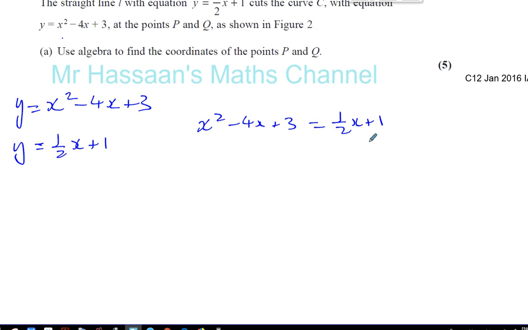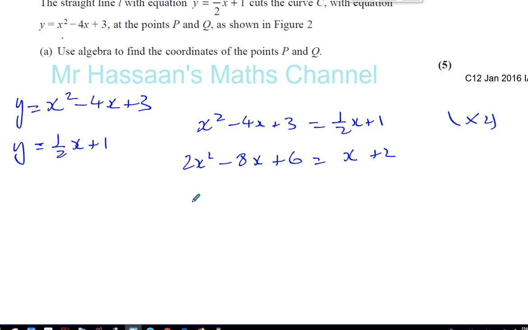So first thing, let's get rid of the fraction. So let's multiply both sides by 2. Okay, so you end up with 2x squared minus 8x, you've got to be very careful not to make silly mistakes, multiply everything by 2, okay? So multiplying both sides of the equation by 2. Plus 6 is equal to, well, half times 2 is x, that was the point, get rid of the fraction there, plus 2. So everything has been multiplied by 2.